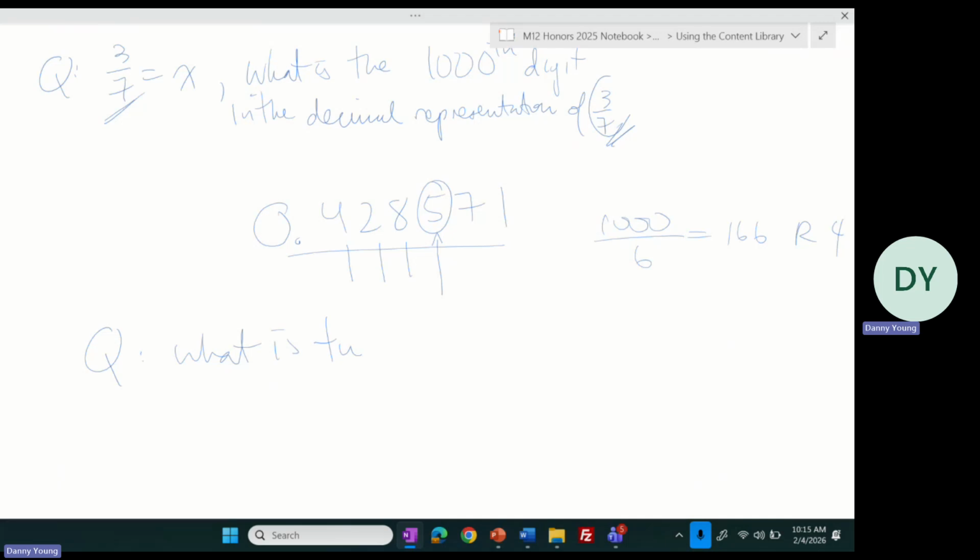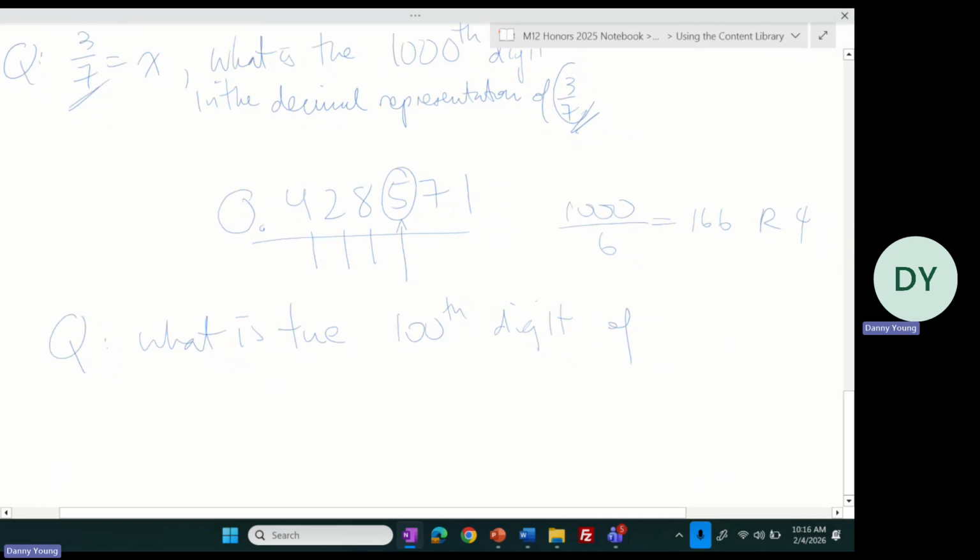What is the 100th digit of, ready? 5/17. No calculator. What is the 100th digit of 5/17? We don't know all the digits. It was like the hard way, but then we didn't ditch it.